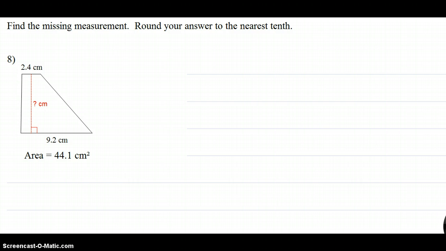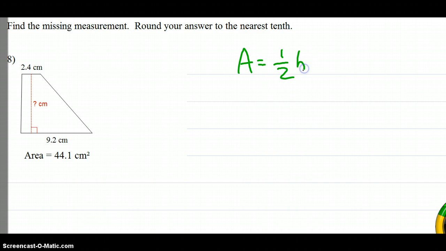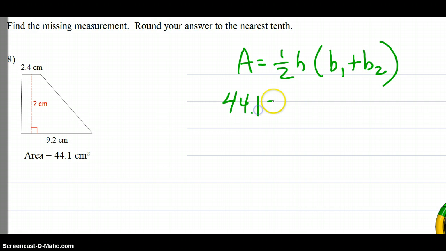The trapezoid backwards problem is similar. We're given the area. So area equals 1/2 the height times the sum of your 2 bases. So let's plug in what we know. We know that this is 41.4. I might put in a 0.5 so I don't have to worry about that. The height is what we want to find. And 9.2 plus 2.4.